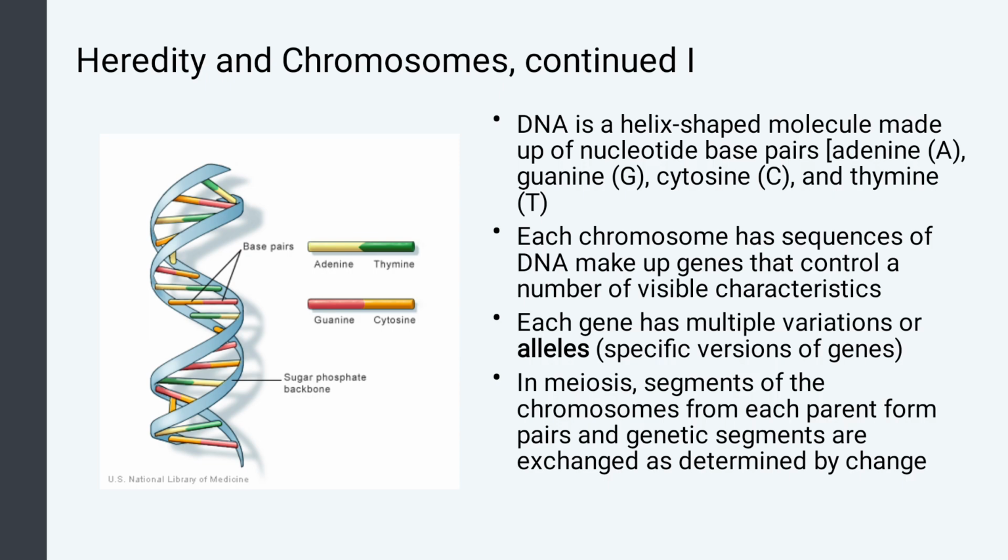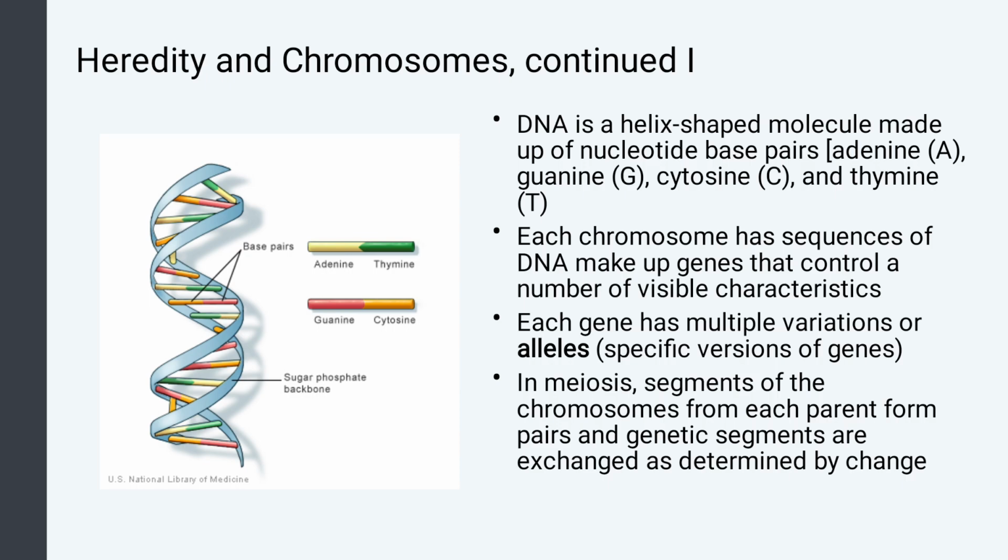Each chromosome has a sequence of DNA making up genes that control a number of visible characteristics. Each gene has multiple variations called alleles, which are specific versions of genes. These can be manifested or unseen. Later on we will dive into those.